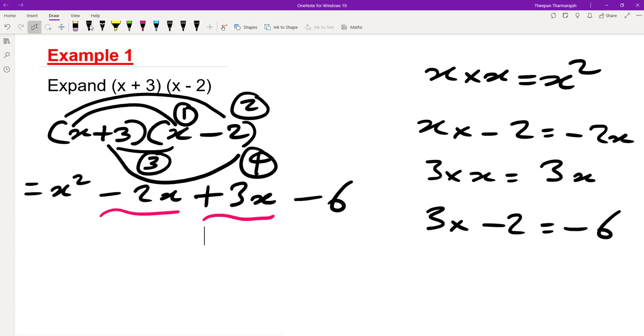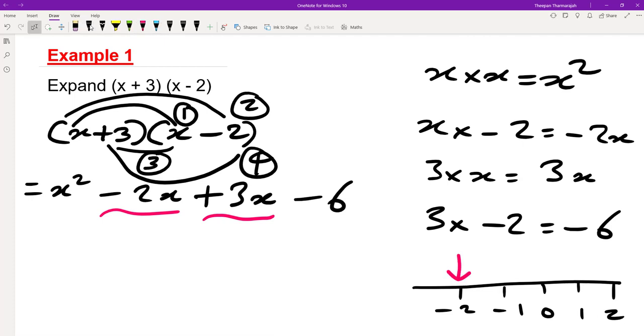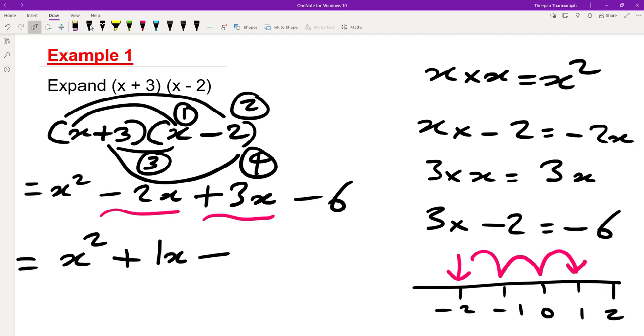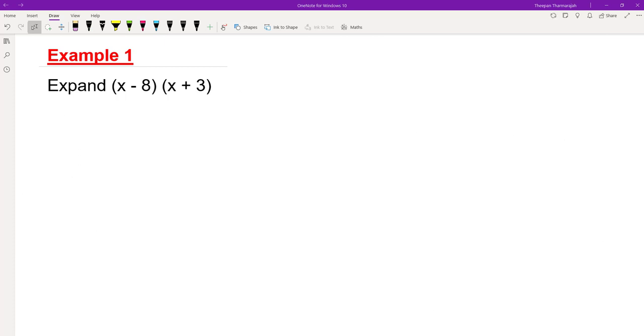So think of a negative number line. So I've got minus 2 here, minus 1, 0, 1, and 2. I'm starting from minus 2, and I'm going to add 3. So I go 1, 2, 3. So that gives me positive 1. So I get 1x. So it's going to be x squared plus 1x minus 6.